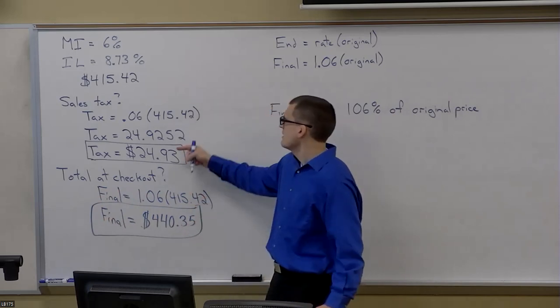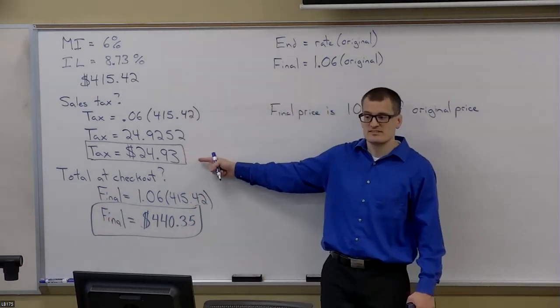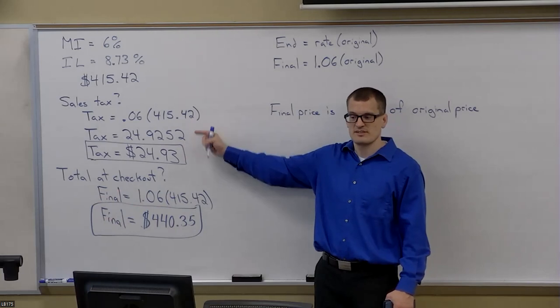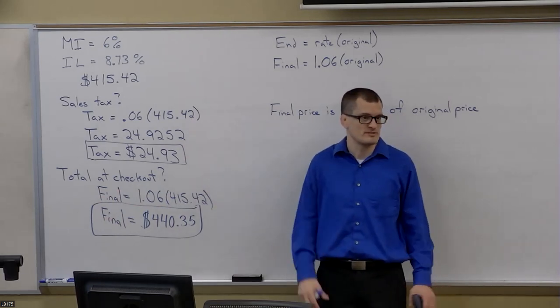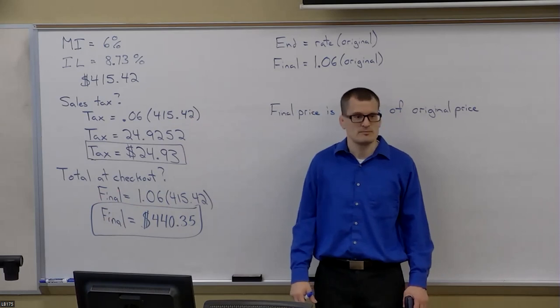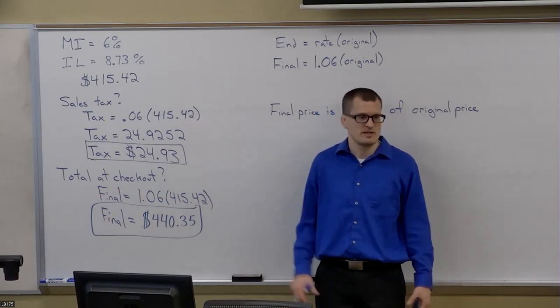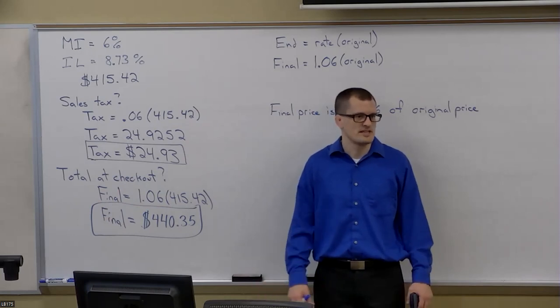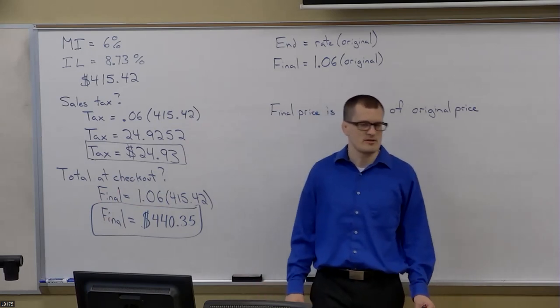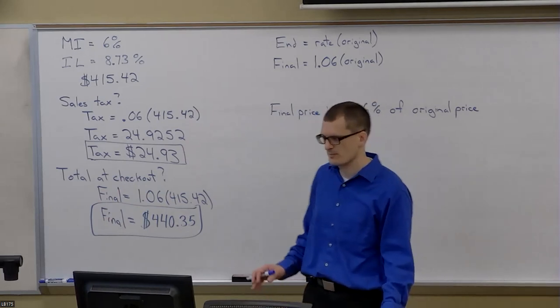So the tax is just 6%, but the final price at checkout is 106%. That's the point of this problem. And then also, just make sure when you're dealing with money, round that final answer to the nearest cent. Okay, so the nearest 2 decimal places.